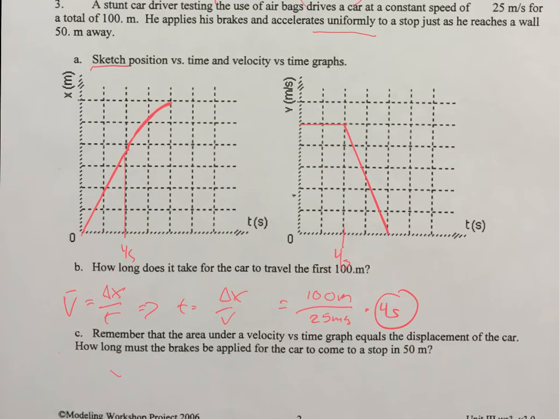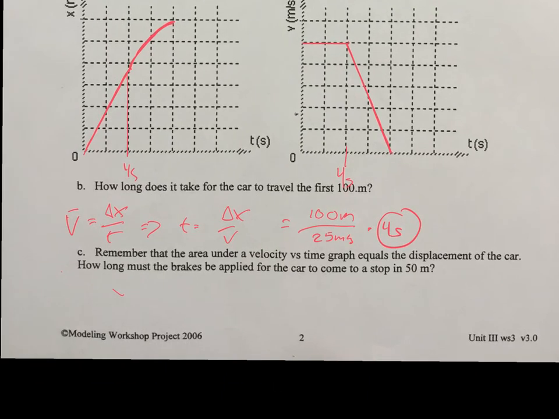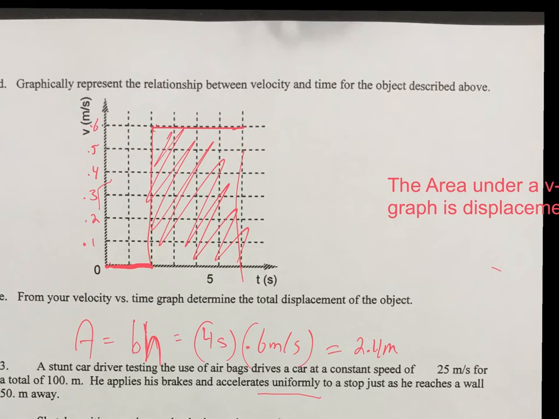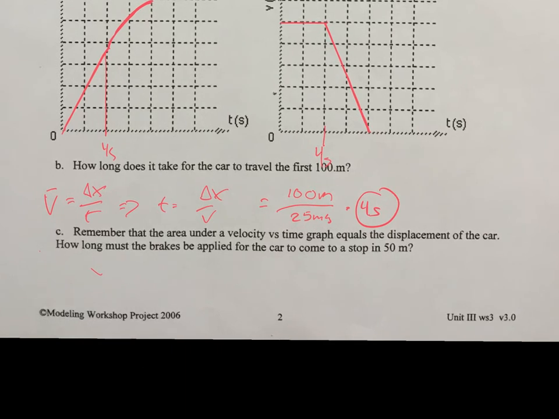Then letter C says, remember that the area under a velocity time graph equals the displacement. We know that because we did it up here. Right? And we didn't forget that. The area under a VT graph is displacement. So let's look at this graph. So even though I know I made this because I knew what the ending was going to be, this should be 8 seconds here. But I also know, let's figure this out. They want the area of this.